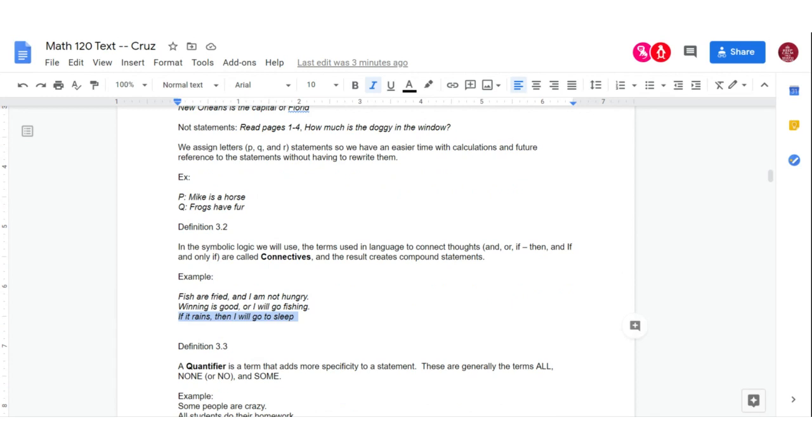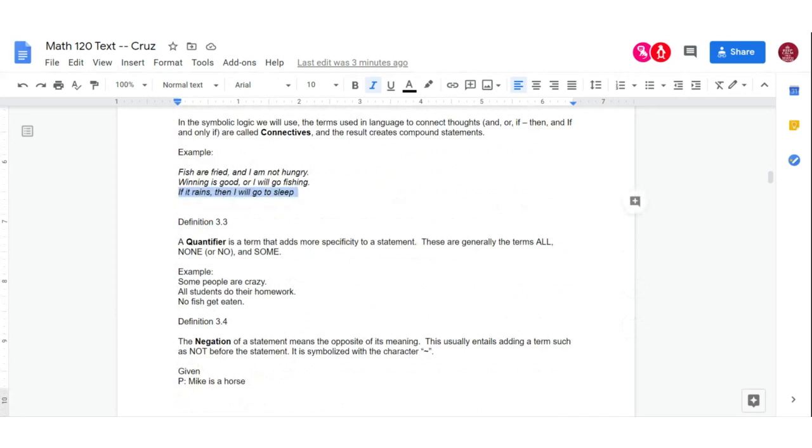Also, sometimes for simple statements, we have something that are called quantifiers. And this essentially just tells us how many of something. So quantity, quantifier. That's where that comes from. It just makes something more specific, because there are generally going to be only three of them, and then you can stack two of them together to do the same thing. But all, none, and some are generally the quantifiers we use. Because if you just said people are crazy, you're not really being specific enough. So you say some people are crazy.